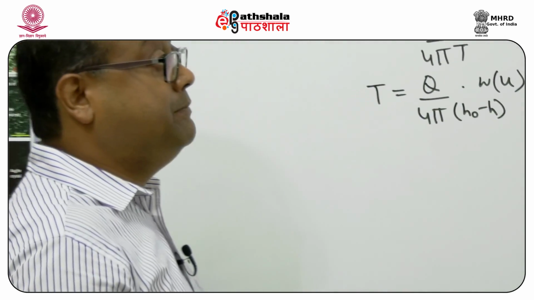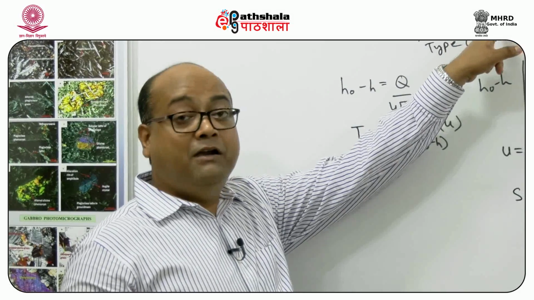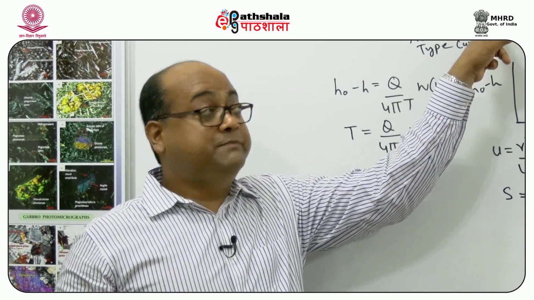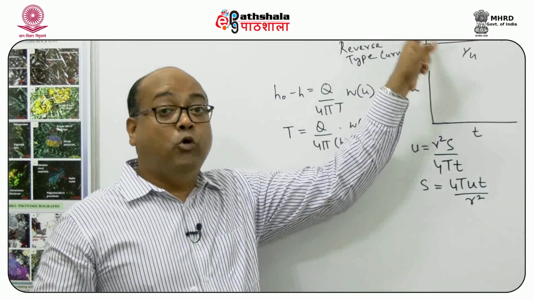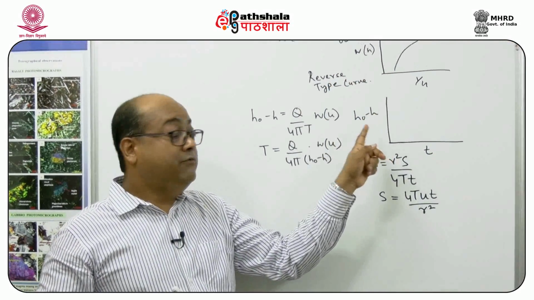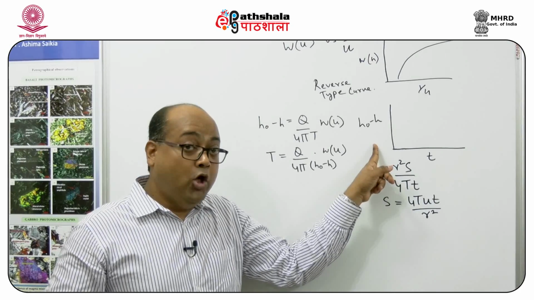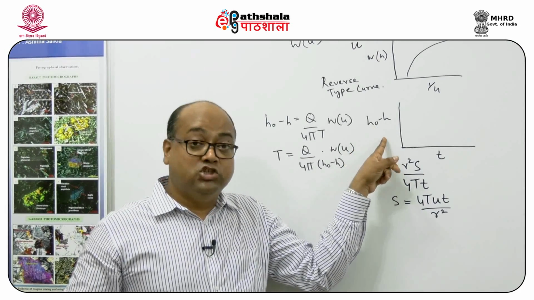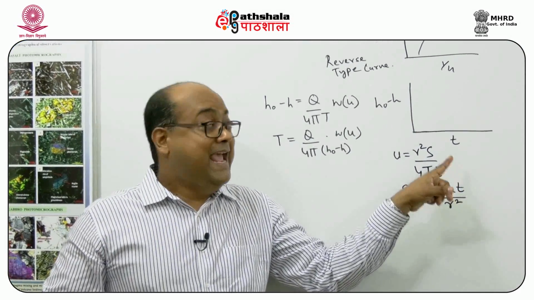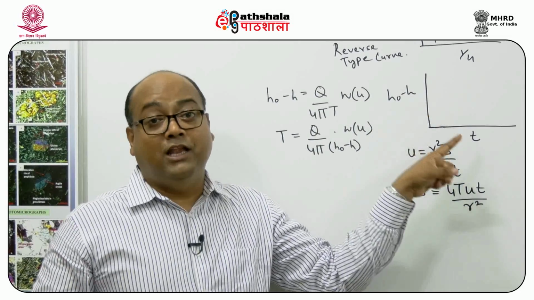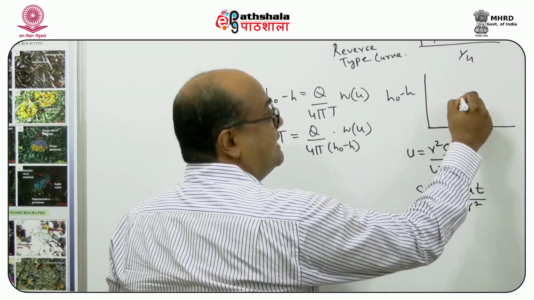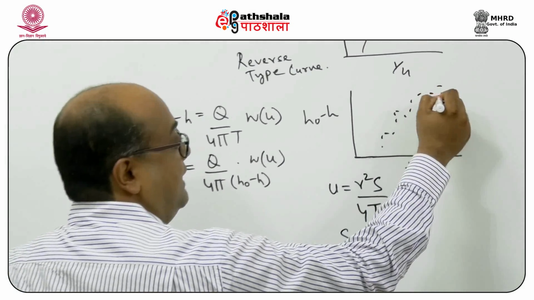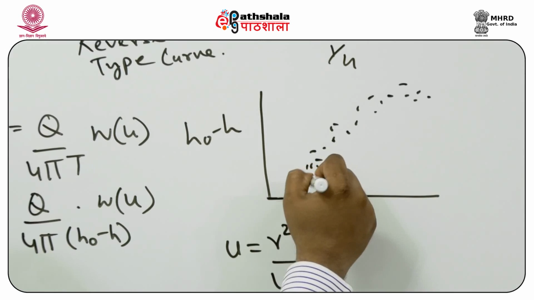So first of all, let's remember that the type curve is a curve which is basically plotting W(u) versus 1 by u. Both are in log scale. Similarly, we make another plot in which we plot the drawdown with time, and again these are also in a log scale. And you get some points like this.